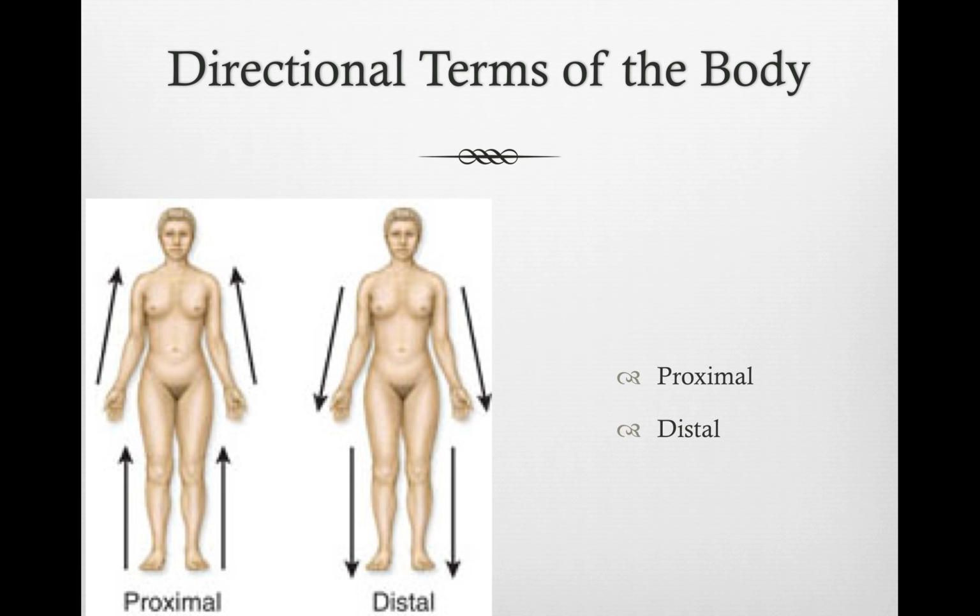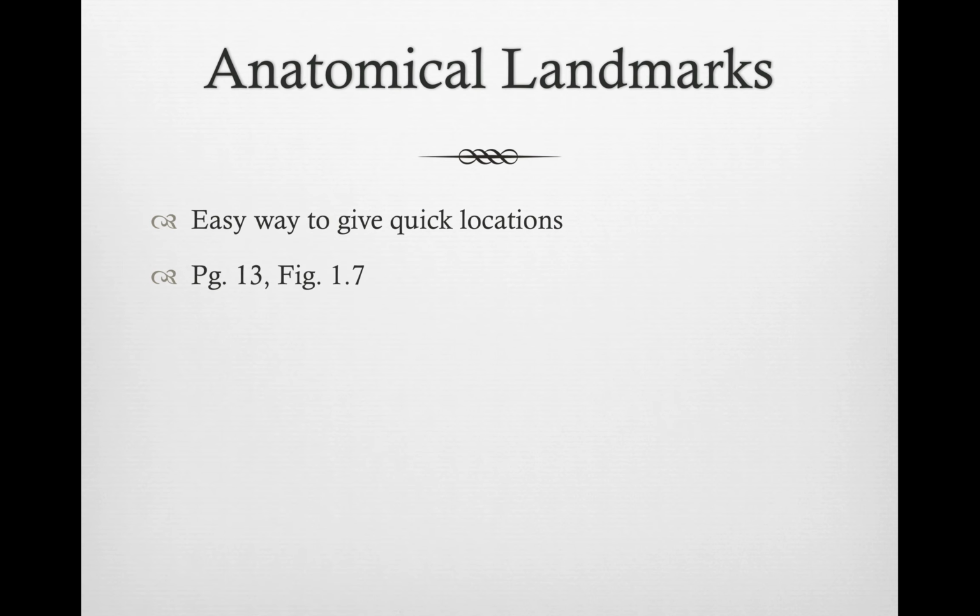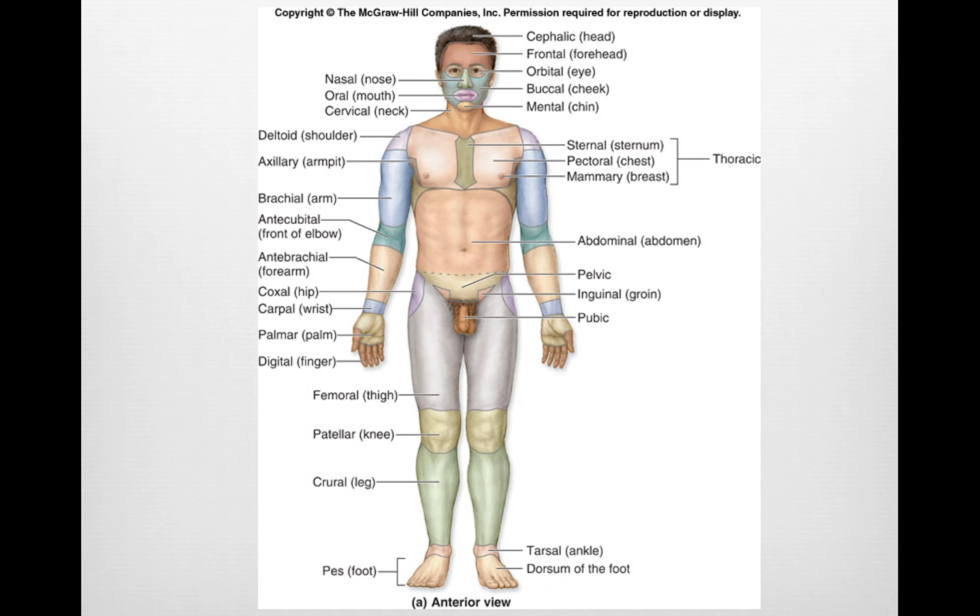Proximal and distal we already covered. This is just a slide focusing specifically on those. Anatomical landmarks are quick places on the body which are considered to be landmarks. Now, I will not expressly expect that you learn them because it's not something I'm going to test you on. However, they can be very useful, and they will come up again in other chapters moving forward. But this is a figure showing landmark areas, landmark regions of the body.